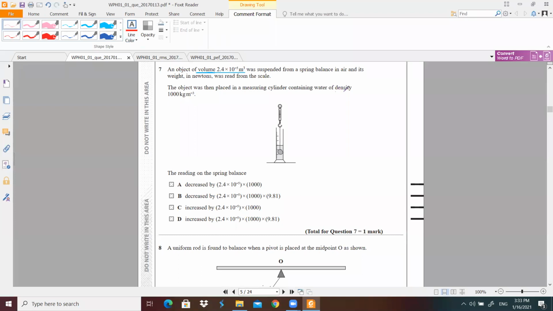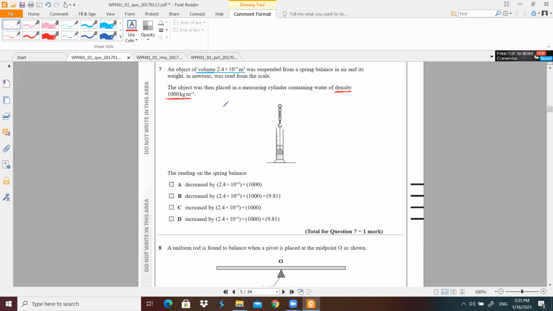And the density of the fluid in which the object is immersed is also given. And this is actually water. 1000 kg per meter cube is the density of water. The reading on the spring balance, okay. Contrary to what? Increase or decrease? Compared to what?